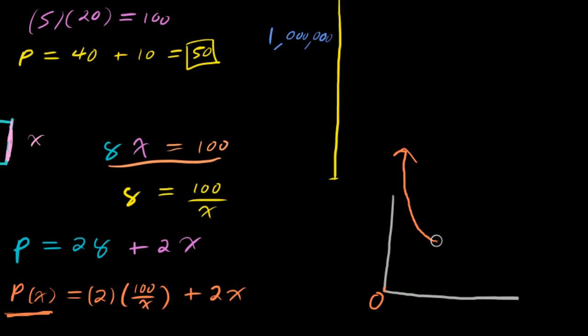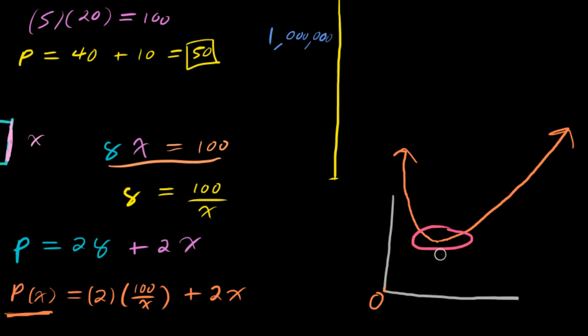Well, our function, our perimeter, is also going to go to infinity. It's probably not going to go to infinity at the same rate that it goes to infinity as we approach 0, but still it's going to go off to infinity. So hopefully you can see that at some point in between, we are going to have a minimum point.